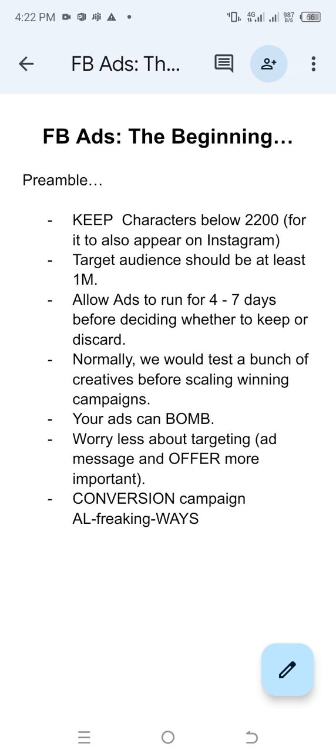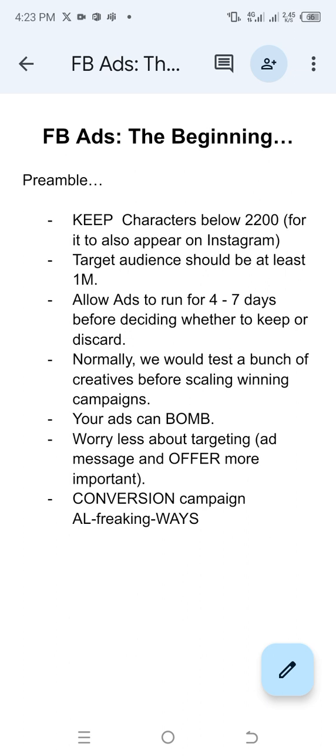So if you are writing your ad on Facebook, you want to keep it below 2,200 characters. That's because if you choose the option for your ads to also appear simultaneously on Instagram, then you want this ad to be able to appear on Instagram, and if your ad exceeds 2,200 characters, then it's not going to appear on Instagram. So if you want your ad to appear simultaneously on Instagram as on Facebook, you want to keep your characters below 2,200.